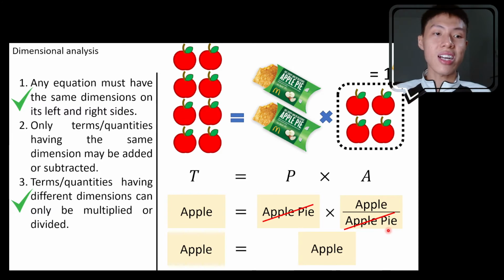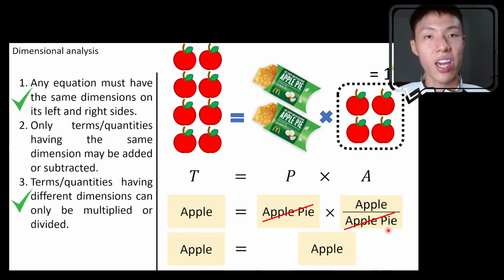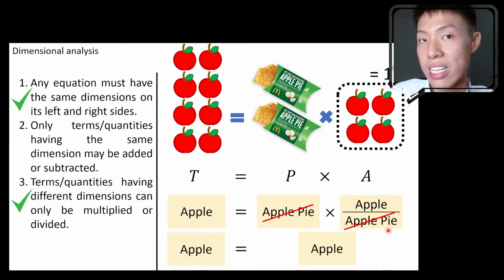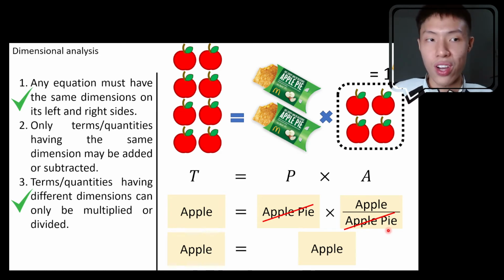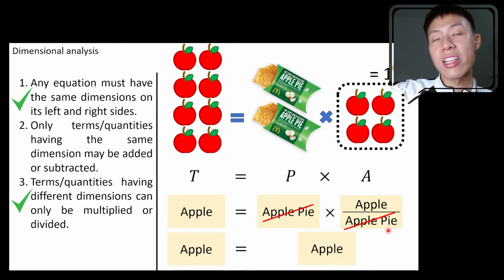Okay, so these are the 3 criteria that we usually need to check when we want to see whether an equation is valid or not. Okay, now in later videos, we'll really apply the idea of dimensional analysis in a few examples.